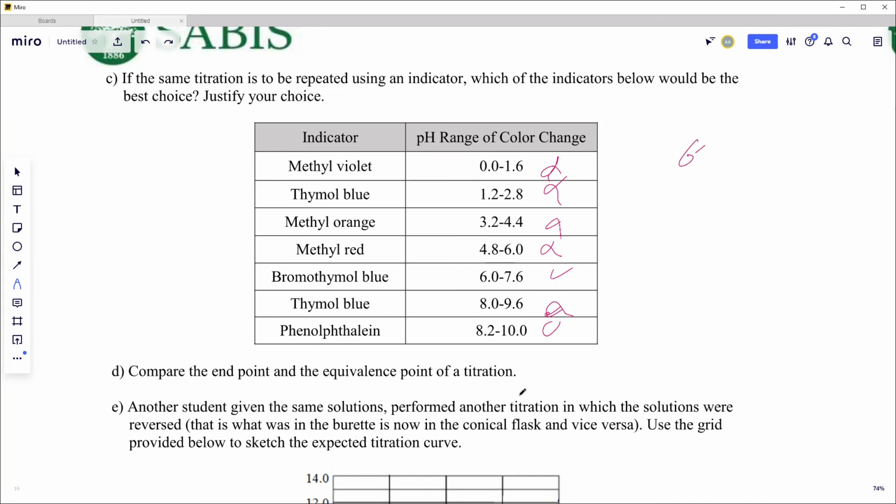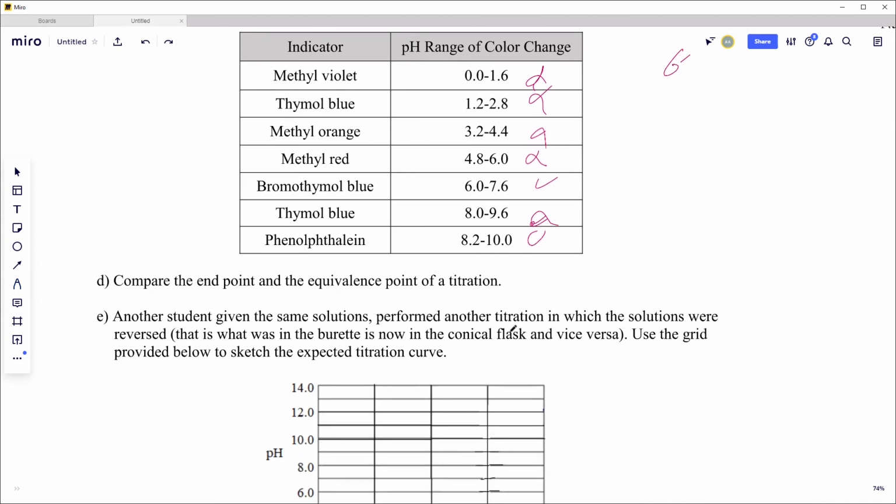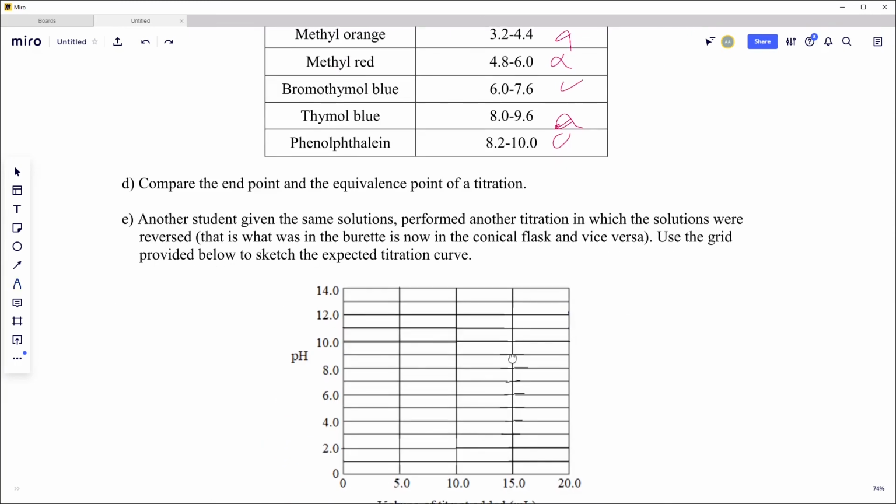Anyways, compare the endpoint with the equivalence point. This is important. The endpoint is what is done experimentally, so it's the change of the color of the indicator. The equivalence point is the theory behind the chemistry. It's where the reactants, the acid and the base, are fully reacted with each other, fully consumed.